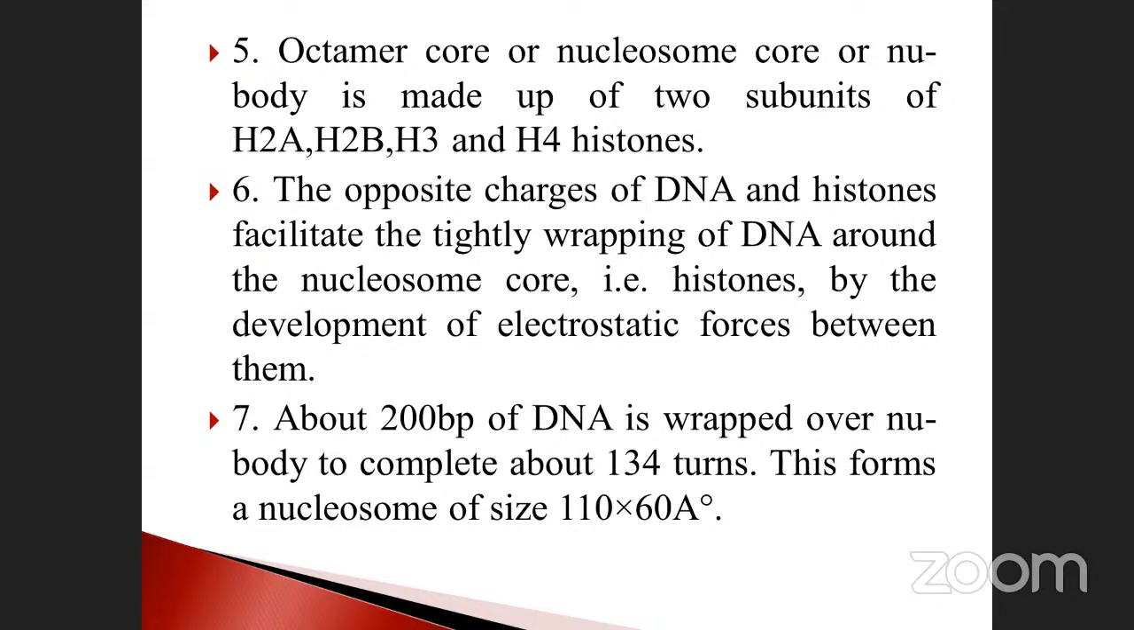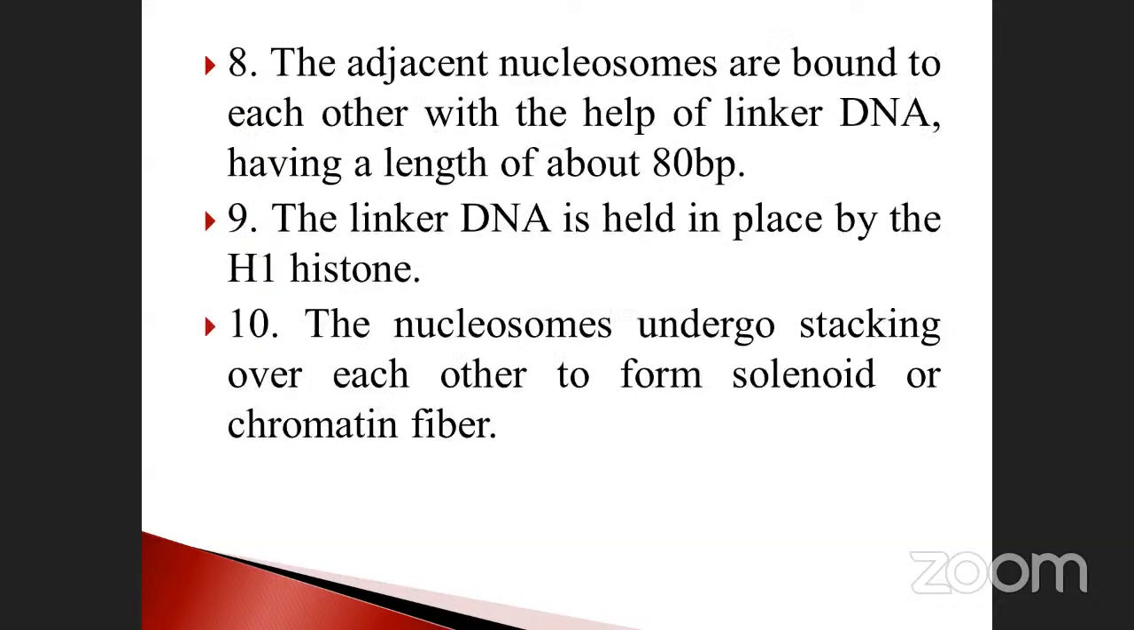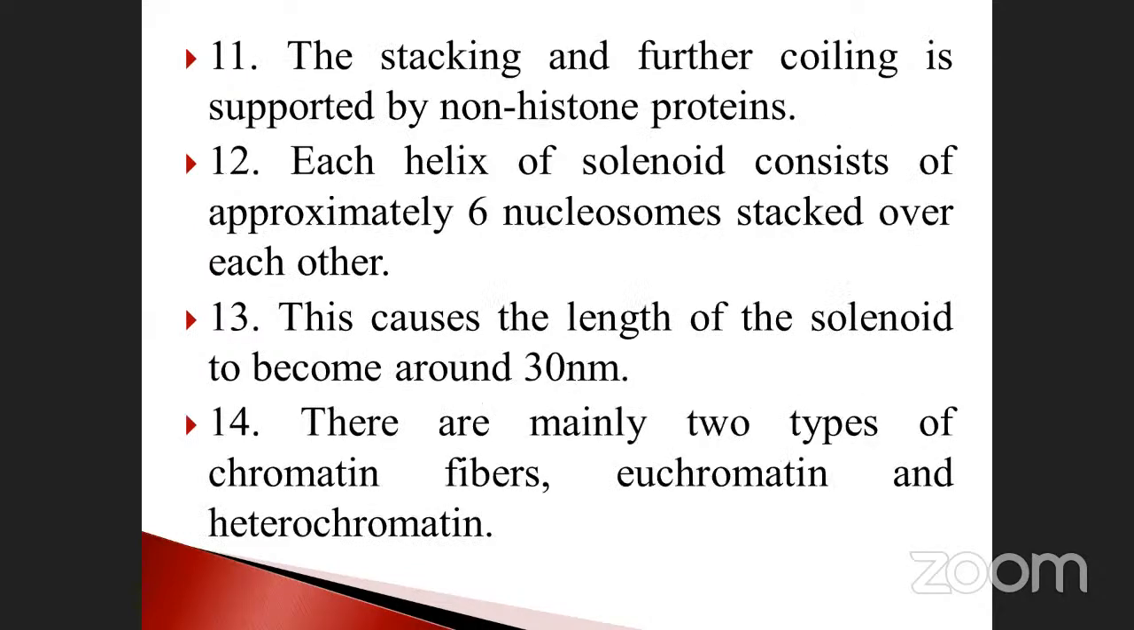And how many base pairs is that? Don't forget, my dear student. 134 turns are there, 110 into 60 Angstrom. And also 80 base pairs of length. H1 protein is very, very important. Solenoid and chromatin fibers are thin structures. Non-histone protein is also present in between the 2 solenoids. How many nucleosomes are present in it? In each and every helical turn, there are 6 nucleosomes stacked over each other.